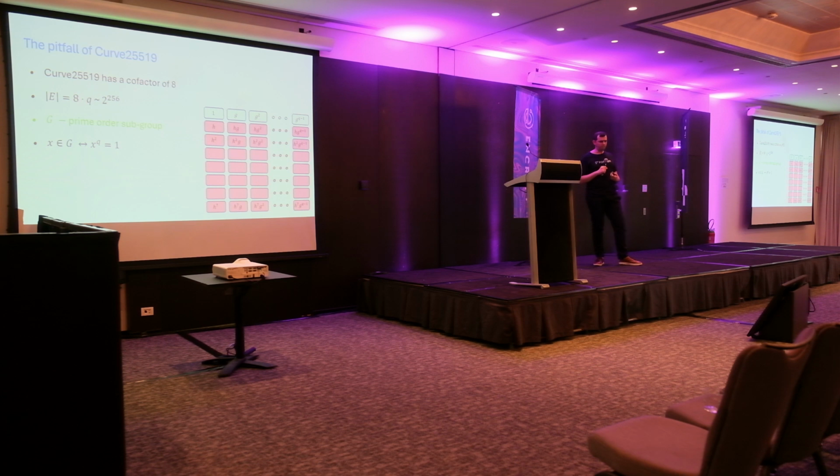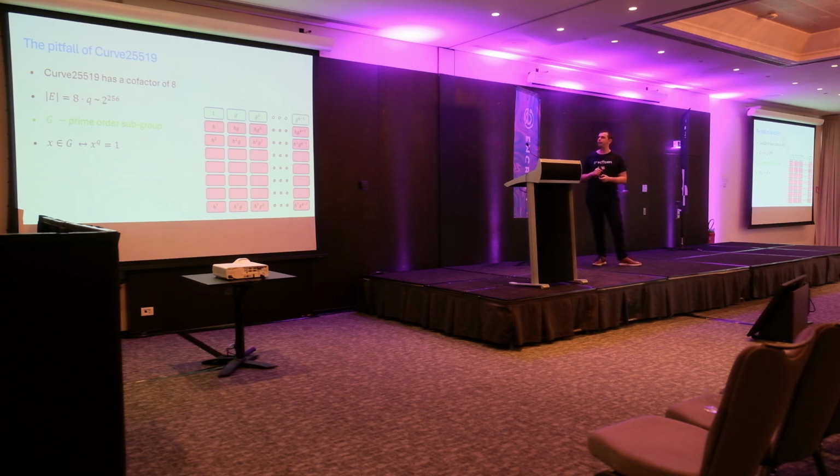And the idea is that you can identify if you get an element from one of the red co-sets, or if you get an element from the green subgroup, by taking this to the power of q and checking if you get 1. So this is some distinguishing property. You can see where this goes.